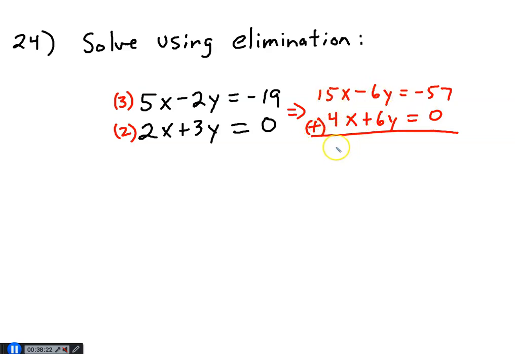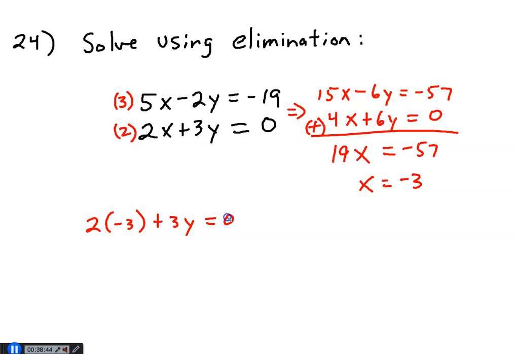So 15 plus 4 is 19x. And negative 57 plus 0, and then I divide by 19 on both sides, and I got x is negative 3. So now I can solve for y by choosing either one of these. I'll just go with the bottom one. 2 times negative 3 plus 3y is 0. Negative 6 plus 3y is 0. 3y is equal to 6, so y is 2.